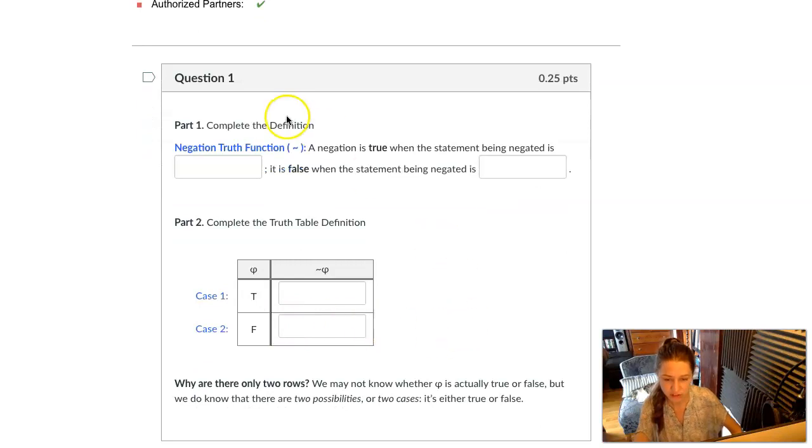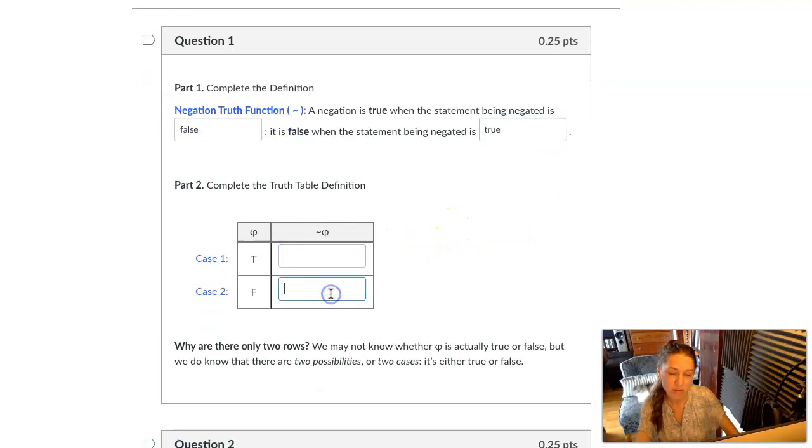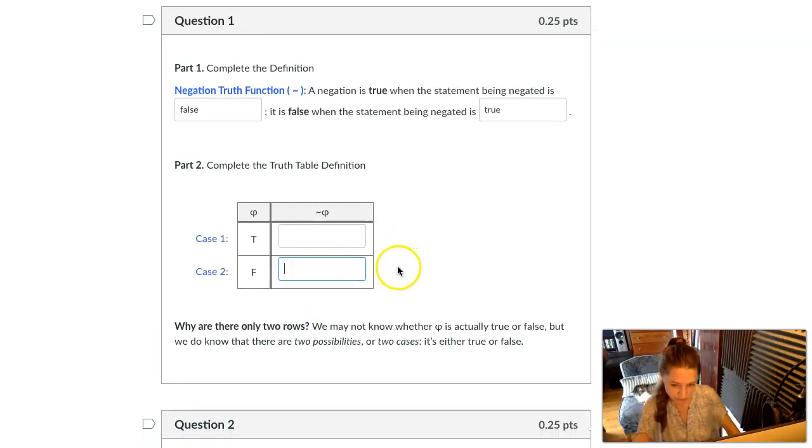So complete the definition. The negation truth function. A negation is true when the statement being negated is false. And you can either write in false or F, it doesn't matter for these ones. And it's false when the statement being negated is true, or just T. Now for actual tables, just use T's and F's. Do not write out true and false. And as we get longer tables, you'll be grateful that we don't do that.